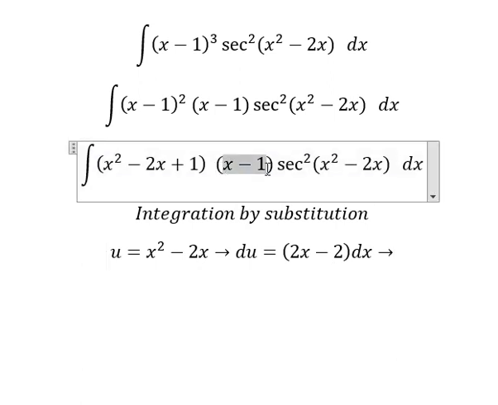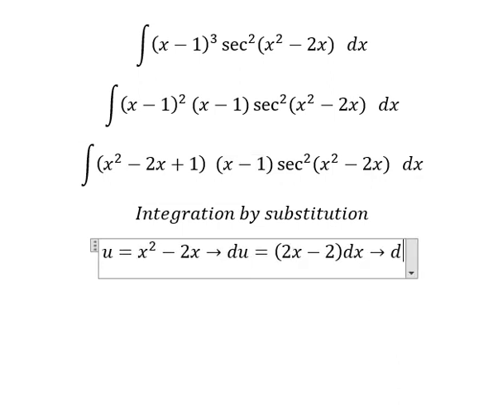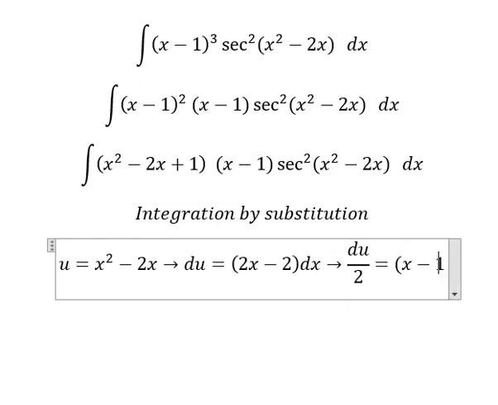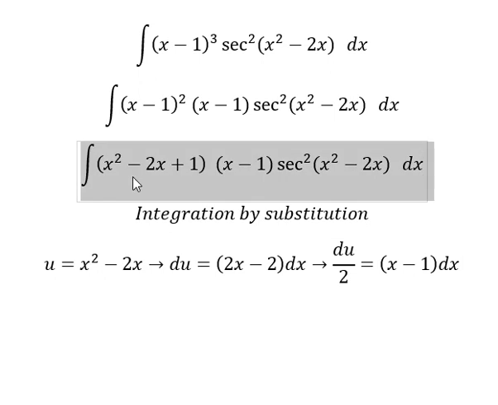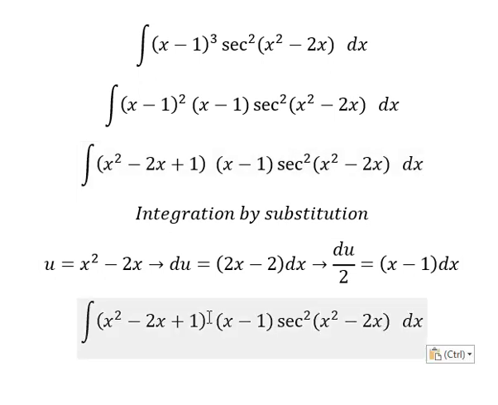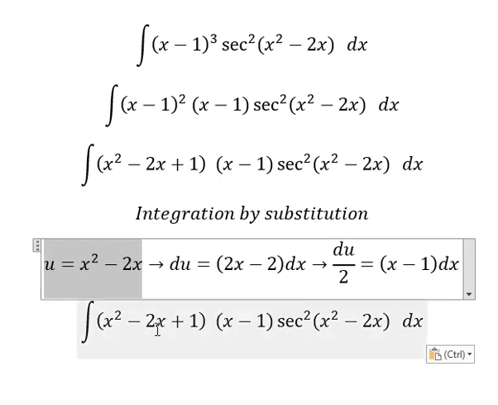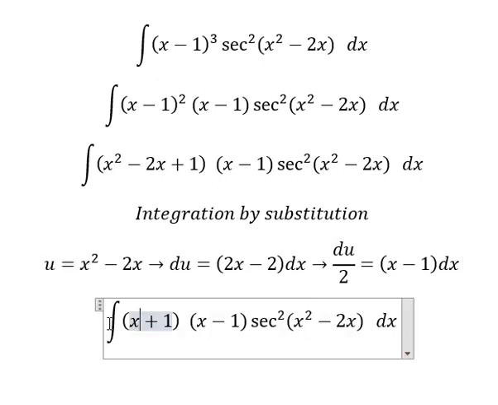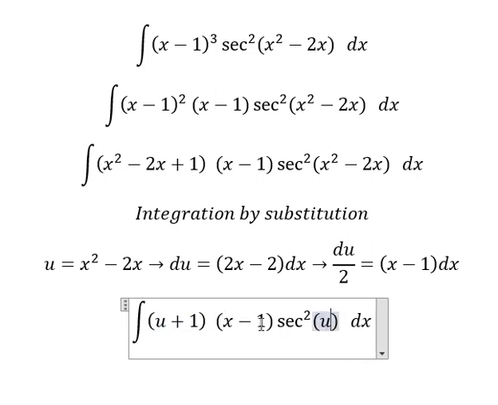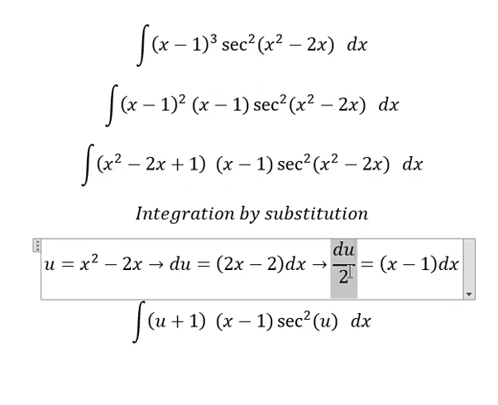Because this is s minus number 1, we need to divide both sides by number 2. So this one we change for u. This one we change for u. s minus 1 ds we change for u over number 2.